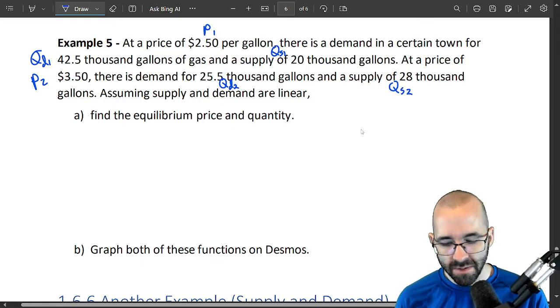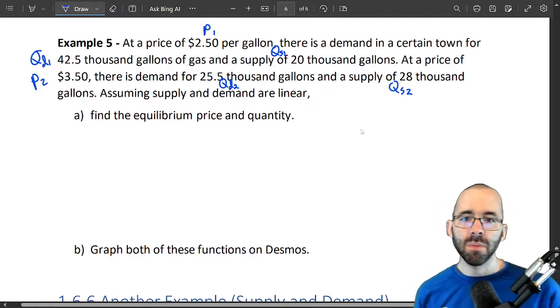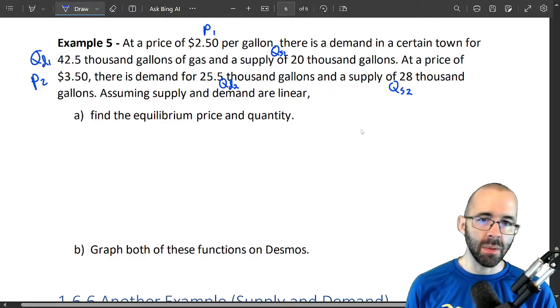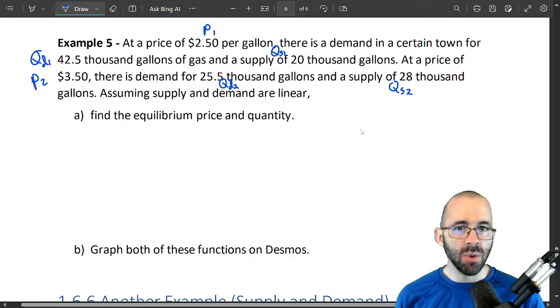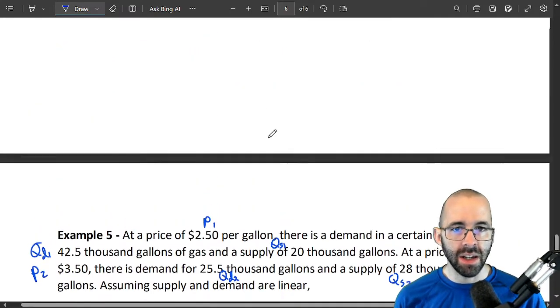A new supply. So we're going to assume that supply and demand are linear. We're going to find the equilibrium price and quantity. Well, if we need to find the equilibrium price and quantity, we need to know what those are.